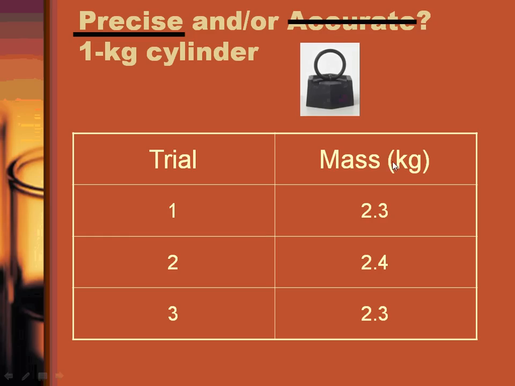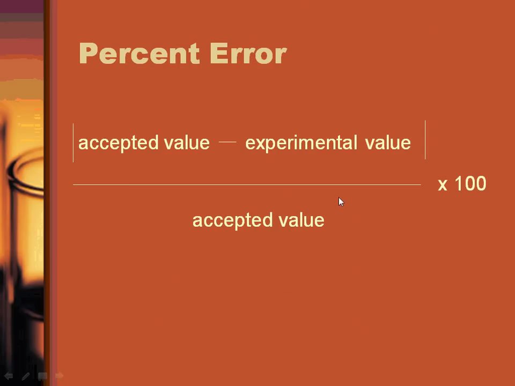This would mean that something with the balance is wrong. If we get the same number multiple times, or close to it, but we know it's not correct, that means there must have been something wrong with our balance. Okay, and this leads us to percent error, which you have done.